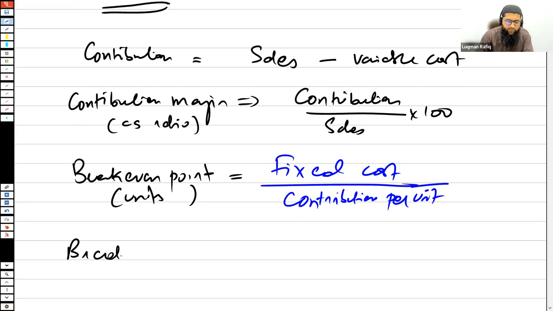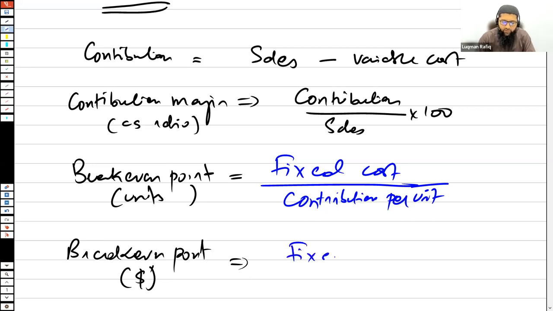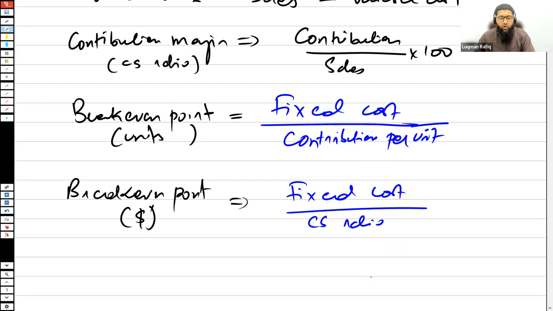Then similarly, if I talk about the break-even point in terms of dollars, which is basically the sales value, how exactly are we going to get it? Let me give you a bit of an idea. The break-even point in terms of dollars is going to be the fixed cost divided by the CS ratio. That's what the break-even point in terms of dollars is going to be.